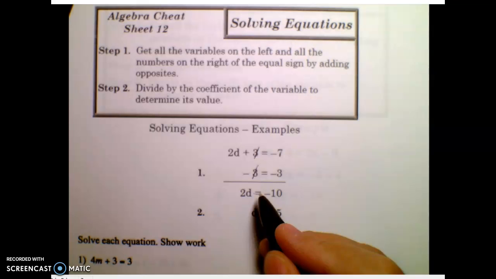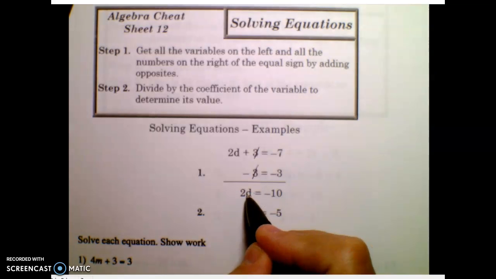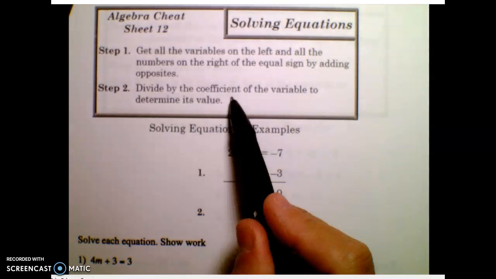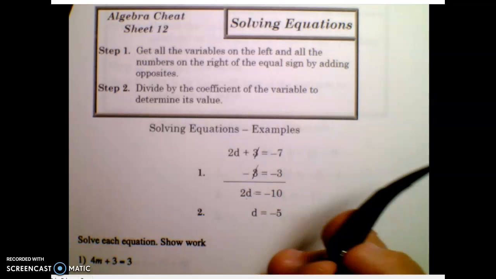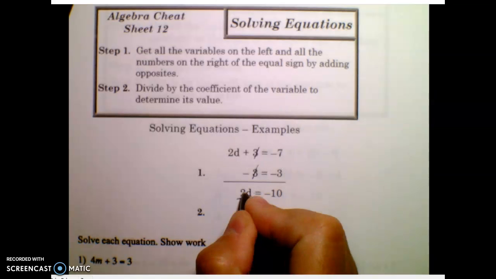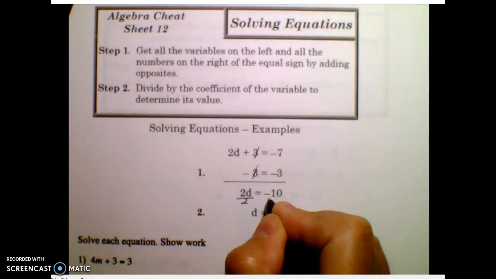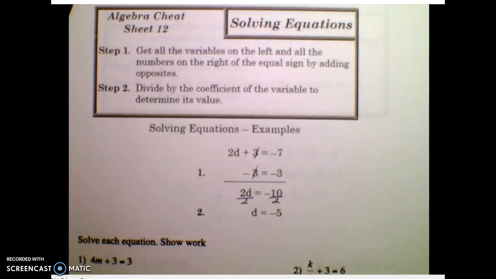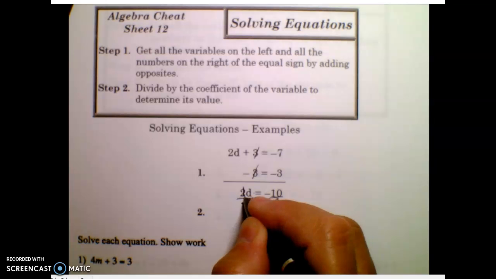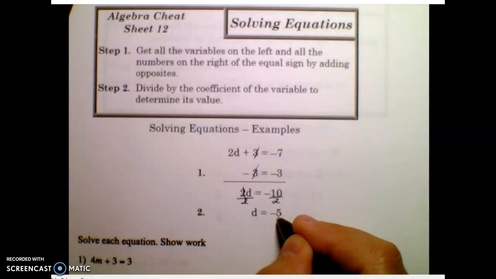Next step, I need to get this d alone. So I divide by the coefficient of the variable to determine its value. The coefficient is 2. I'm going to divide both sides by 2. I can cancel, and I end up with d is equal to negative 5.